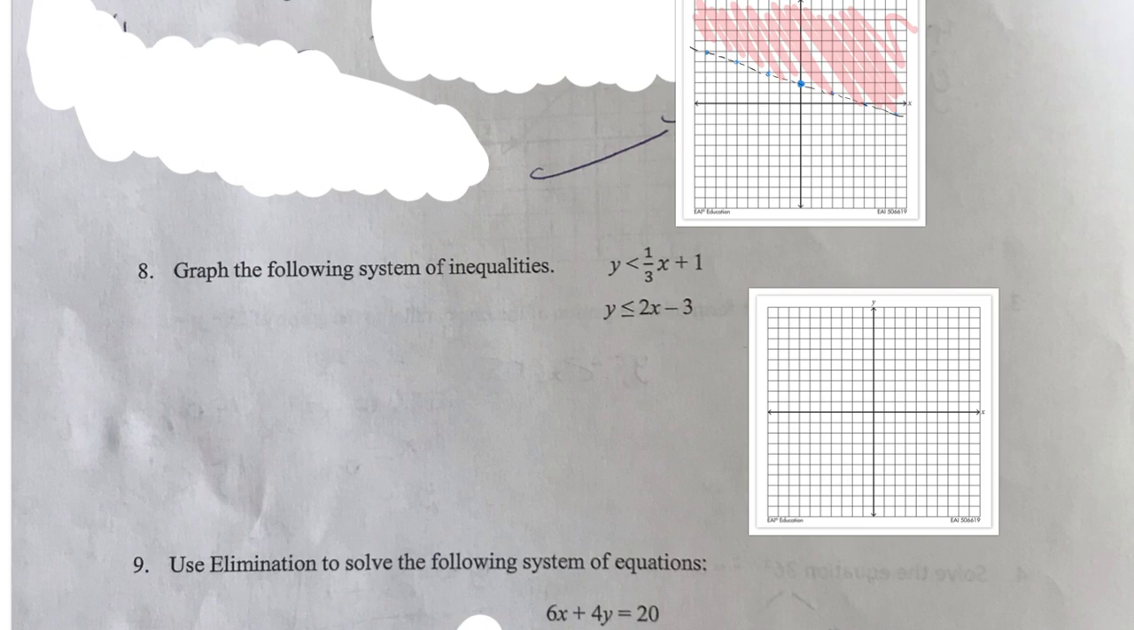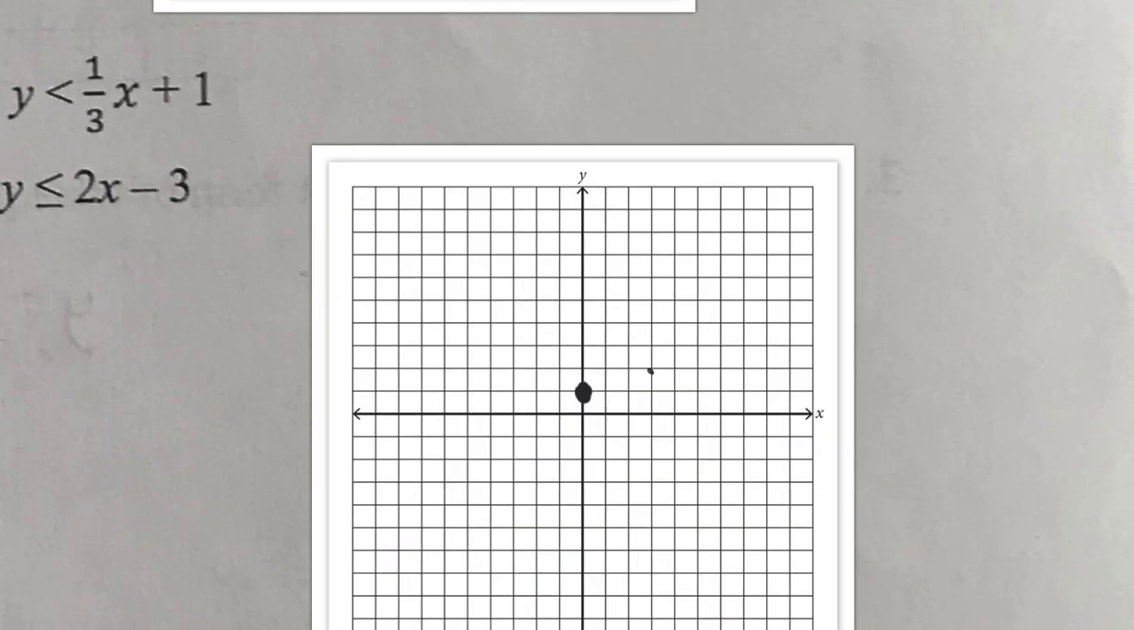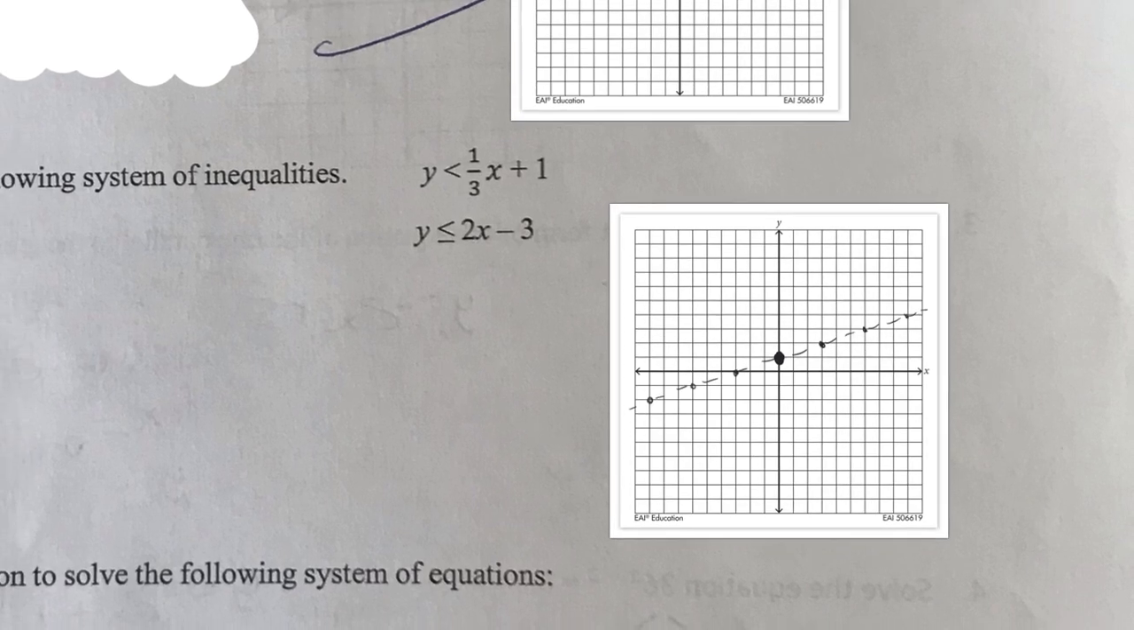Graph the following system. Okay, no big deal. Ask yourself, is that going to be dotted or solid? Well, it's going to be dotted. So you start with the y-intercept of 1, then you're going to go up 1 over 3, up 1 over 3. So then it's like this, and then your dotted line. And then it's like, okay, cool, y is less than that, so the shaded region is going to be below that. All right.